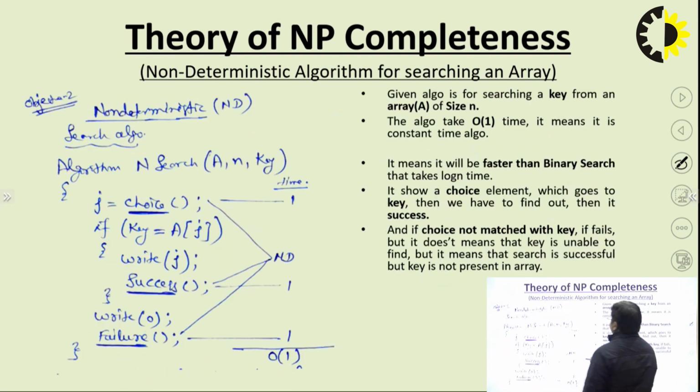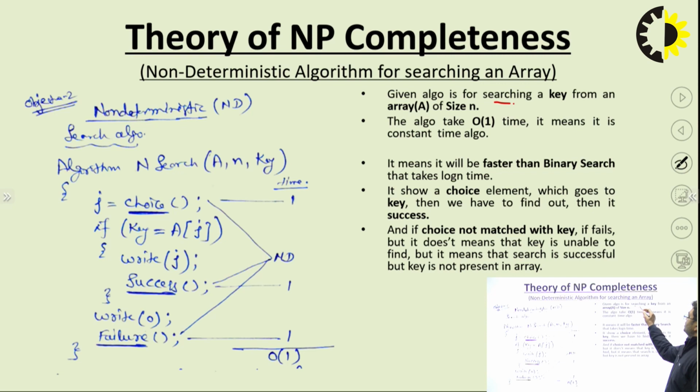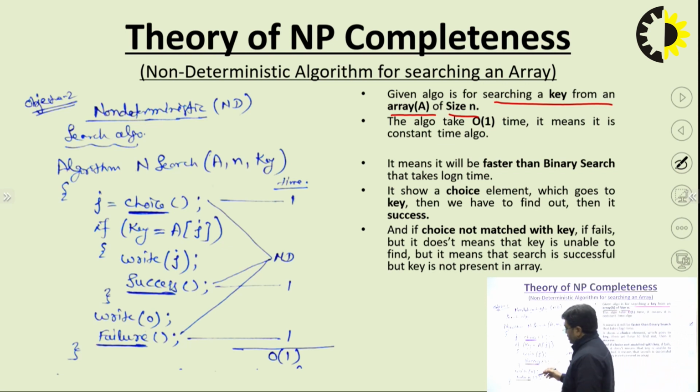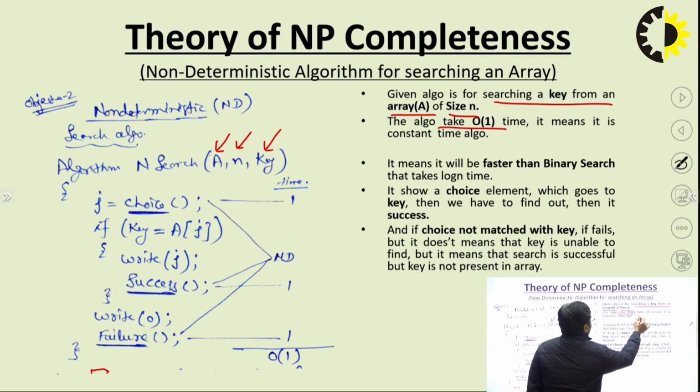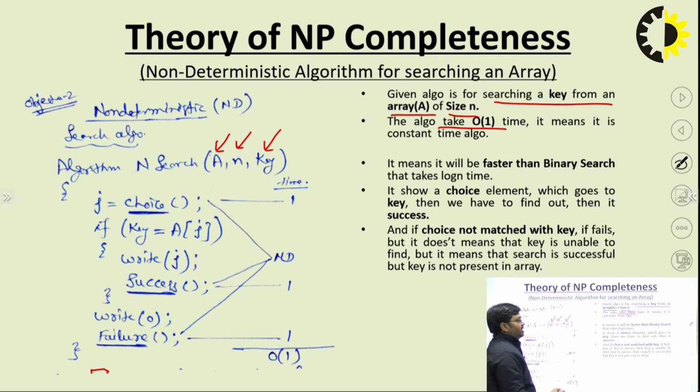It means given an algorithm for searching a key in array A of size n. Again, here is the same algorithm: array A of size n, and we try to find whether the value key is present in that array or not. The algorithm takes order of 1 time. It means it is a constant time algorithm.